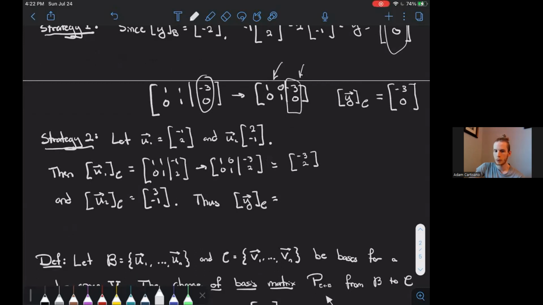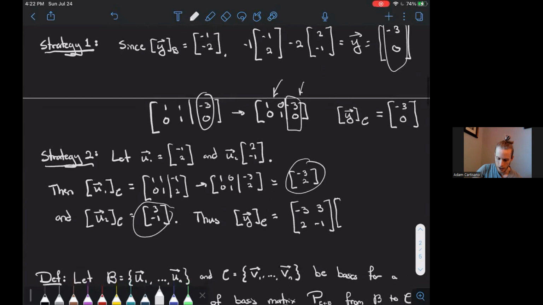Well, that is just the coordinate vector of y with respect to B times the matrix [u1, u2]. So [-3, 2; 3, -1] times the coordinate vector of y with respect to B, which was given to us as (-1, -2). Now, when we compute this, what do we get? Negative 1 times negative 3 is 3. Negative 2 times 3 is negative 6. Add them together, you get negative 3 here. And then negative 2 plus 2 is 0.